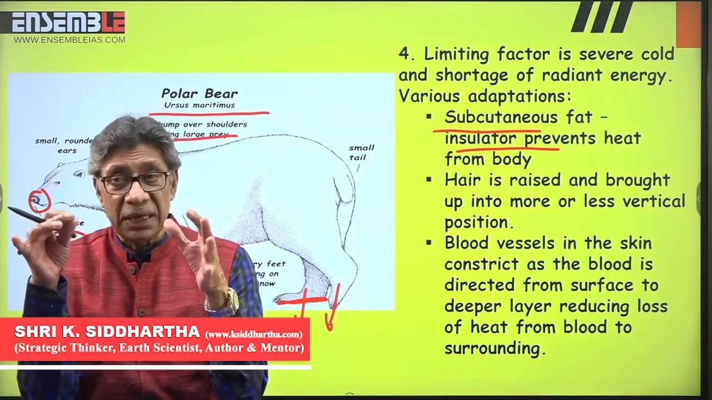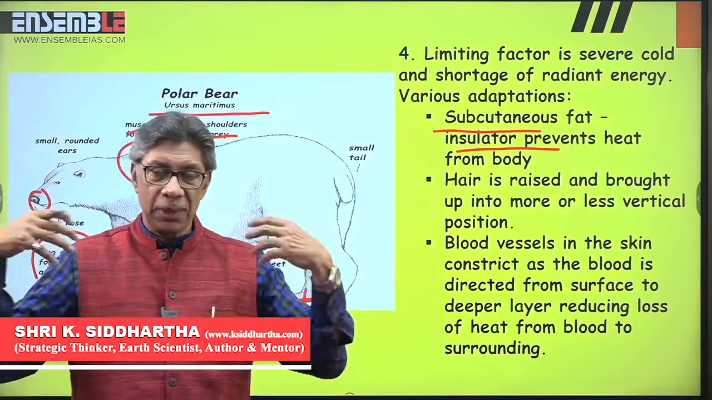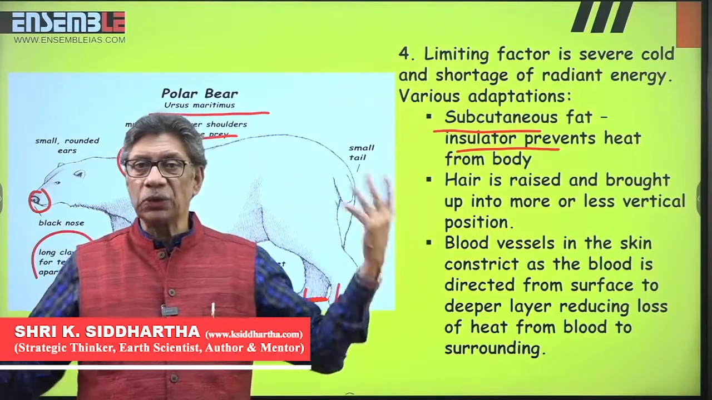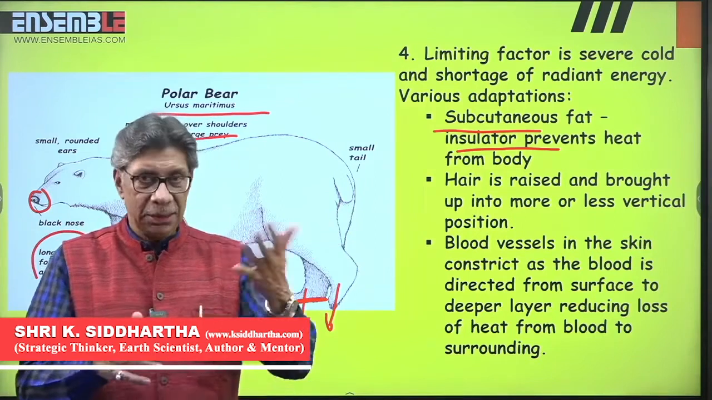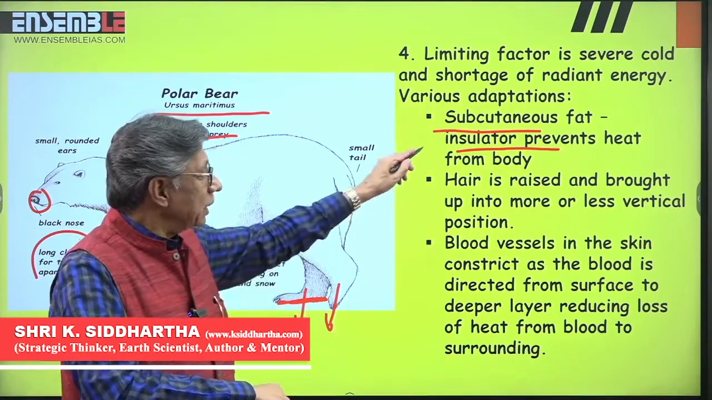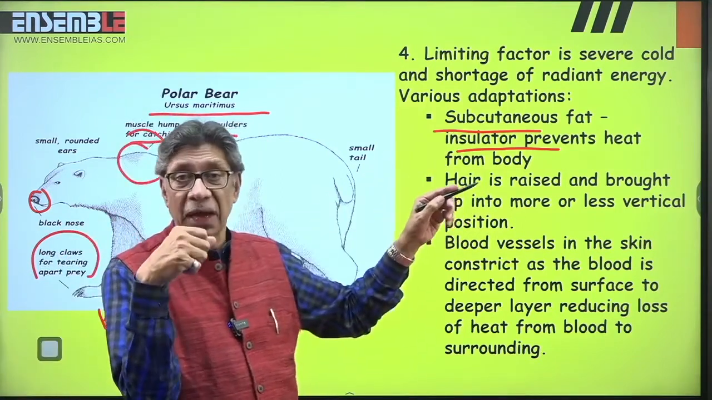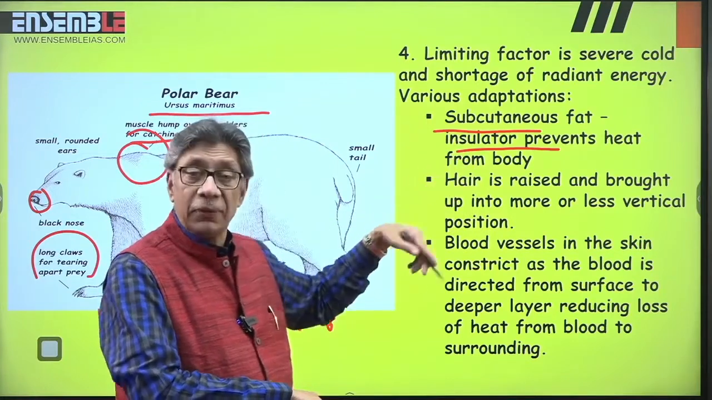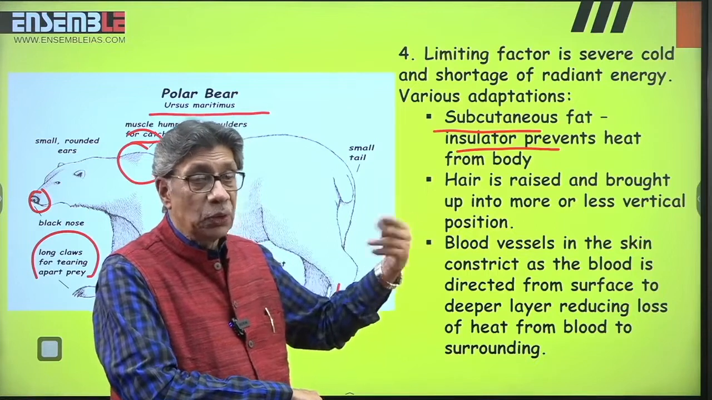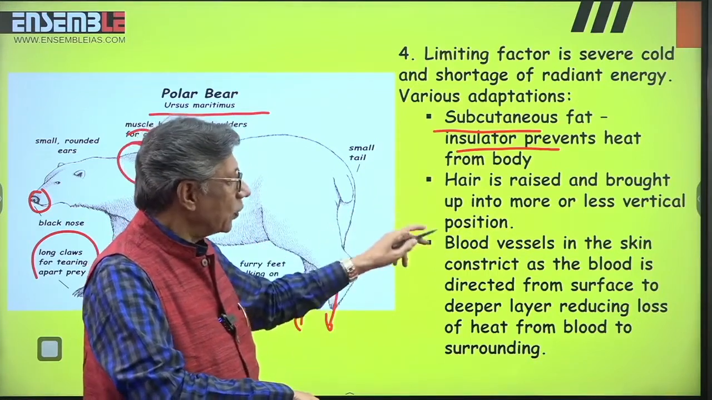A good number of creatures in the polar region have blood circulation not from the heart to the skin, but from the outside to the heart. We'll talk about it also. But then there is a good amount of subcutaneous fat. This is responsible for preventing an animal from losing heat. The polar bear is one of them.